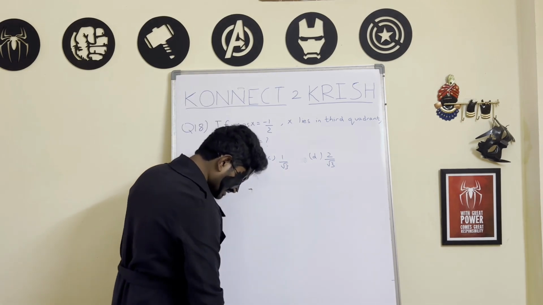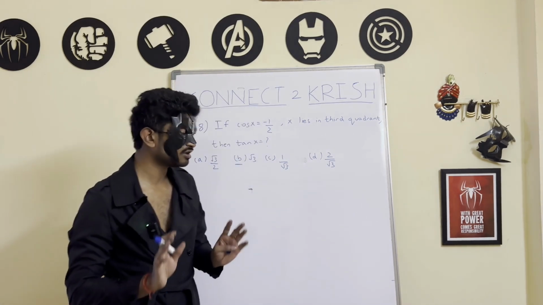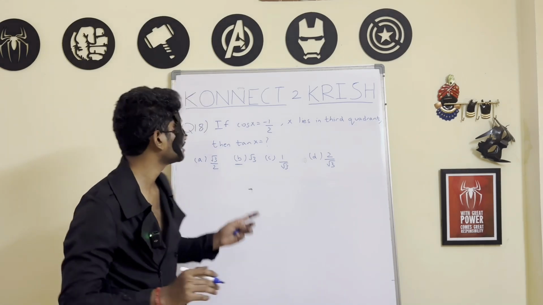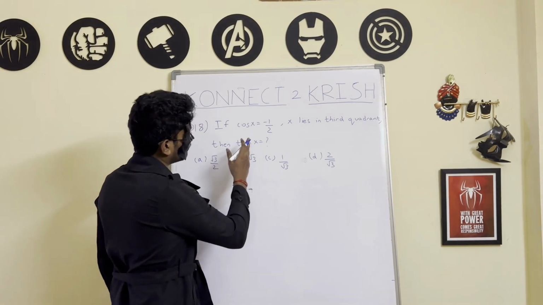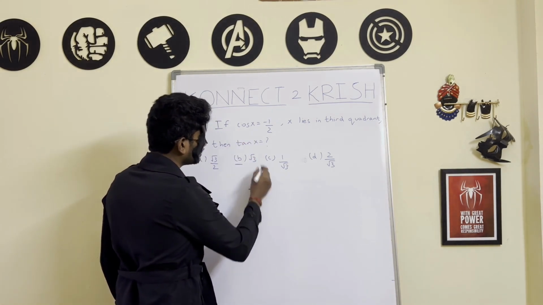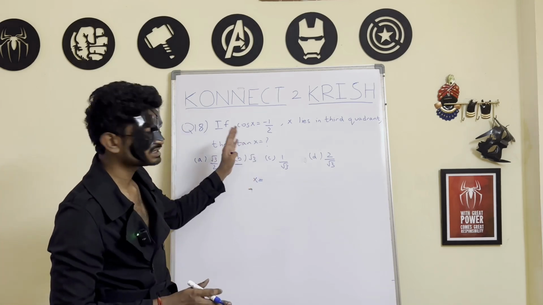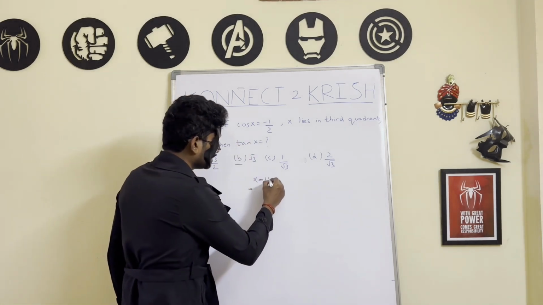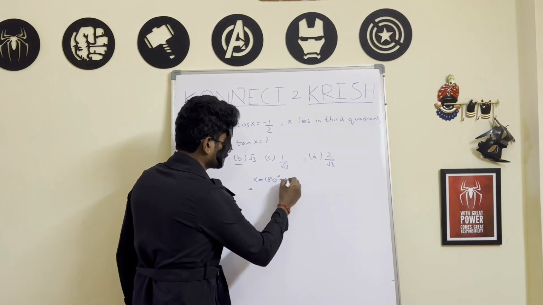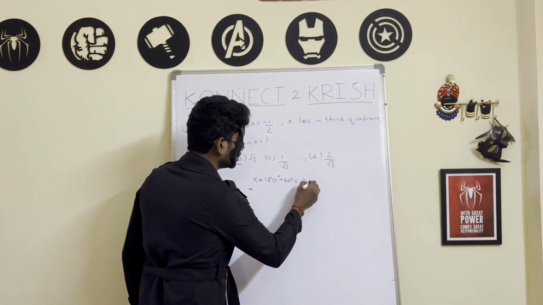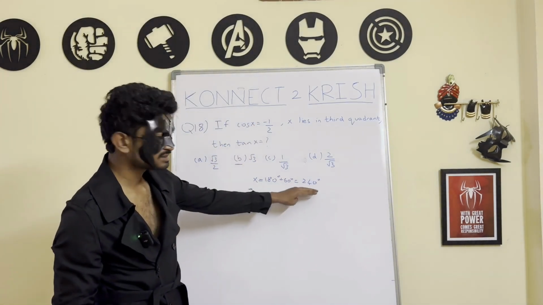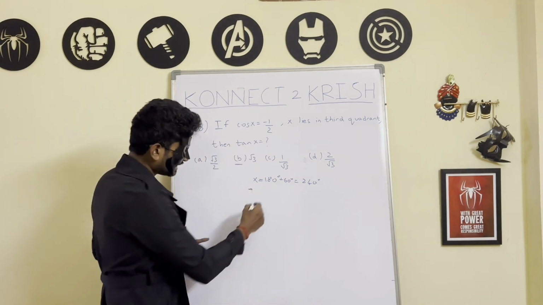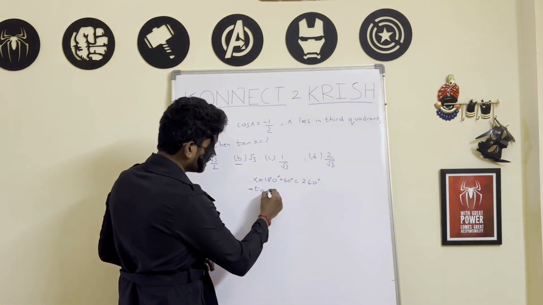But the lengthy method, which I won't recommend you to solve in the exam because you will be wasting a lot of time, is to find the actual value in the third quadrant. The exact value of x when cos x is equal to minus 1 by 2 is 180 plus 60, that is 240. Cos 240 will be equal to minus 1 by 2, and this lies in third quadrant. Now we need to find tan x value. So tan x is nothing but tan of 240.